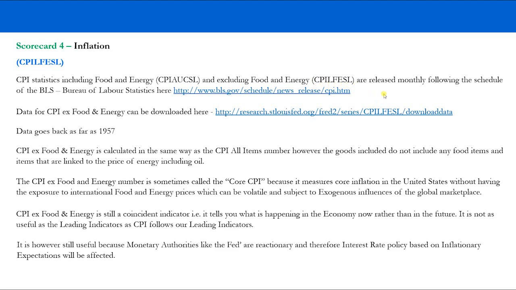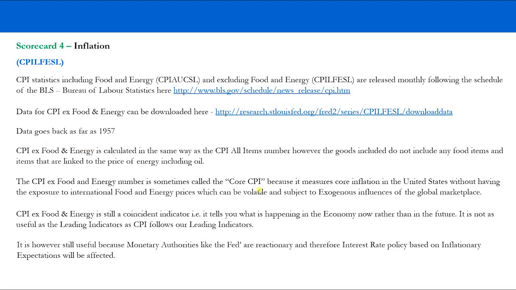Now these numbers are actually released together on a monthly basis and they follow the same schedule. So following the schedule of the BLS, the Bureau of Labor Statistics, you can go into the BLS website and check the schedule so you know exactly when they're released every month. The data for CPI ex food and energy can be downloaded at the following link here. We'll be going into the link a little bit later when we go over to the spreadsheet.